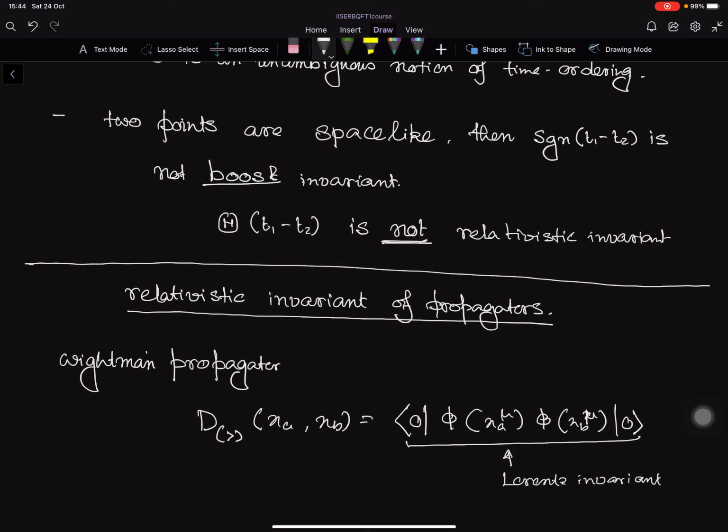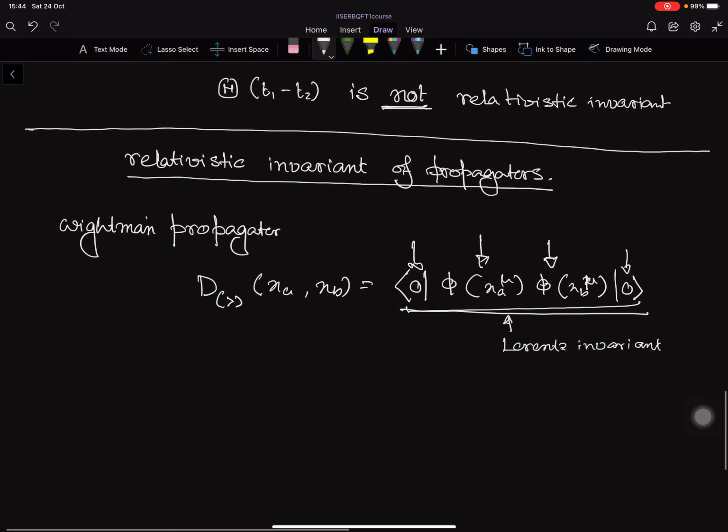Why? The vacuum is Lorentz invariant. This is a scalar field, which is Lorentz invariant. Then the whole thing is Lorentz invariant, which means the Wightman propagator is Lorentz invariant.